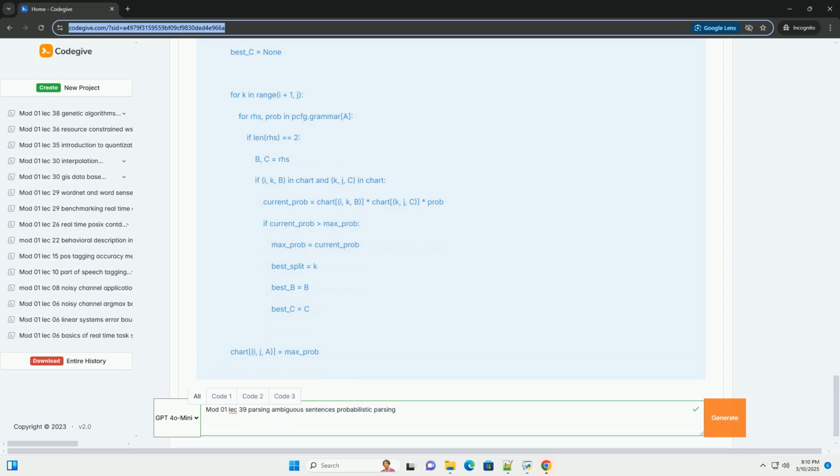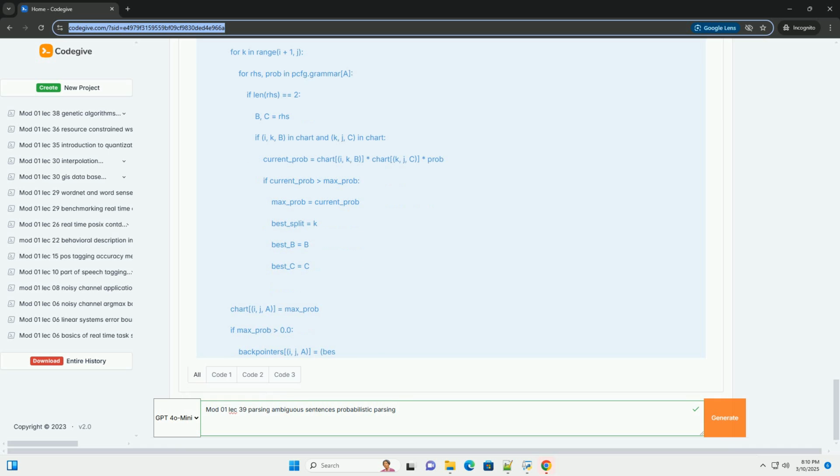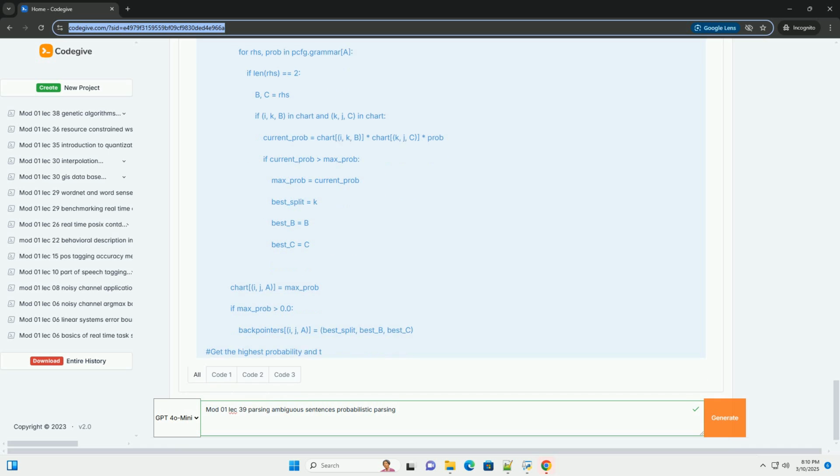Consider the classic example: I saw the man on the hill with a telescope. This sentence is syntactically ambiguous. Here are a few possible interpretations. 1. I used a telescope to see the man on the hill. The telescope modifies saw. 2. I saw the man who was on the hill and possessed a telescope. The telescope modifies man. 3. I saw the man on the hill while I myself possessed a telescope. The telescope modifies I.